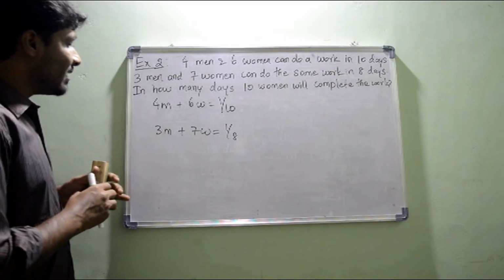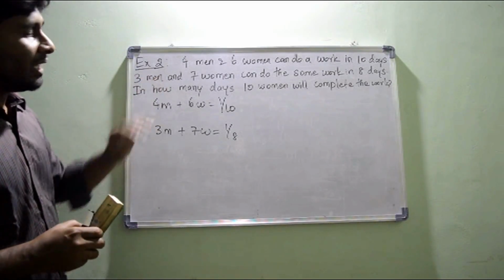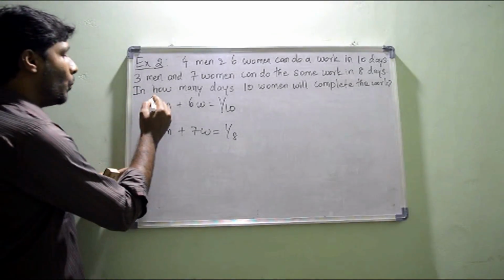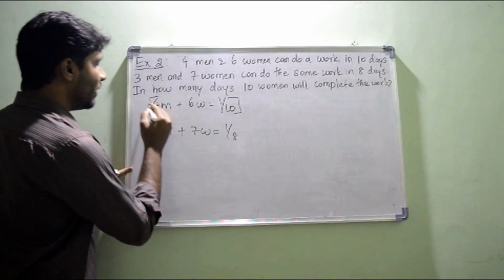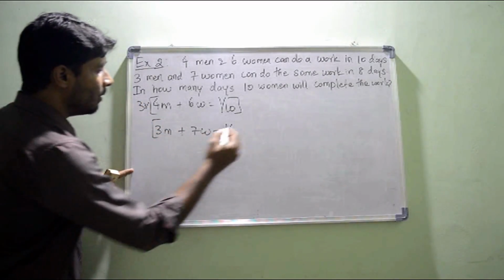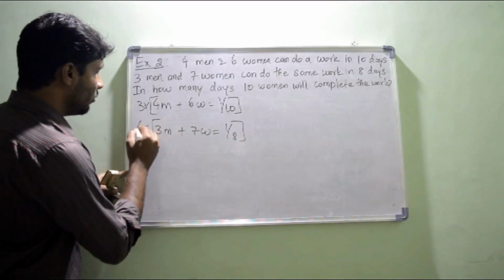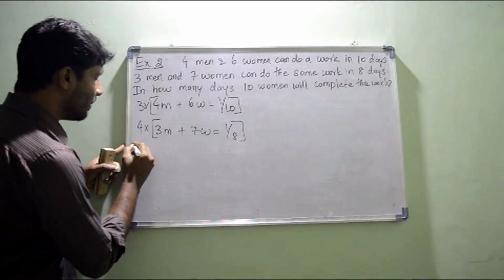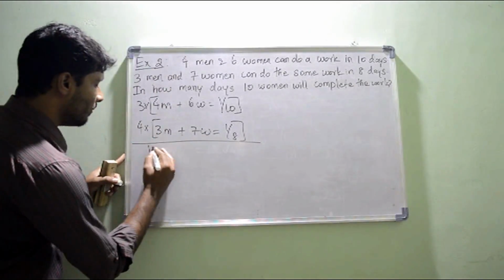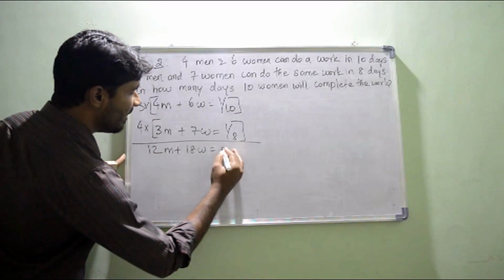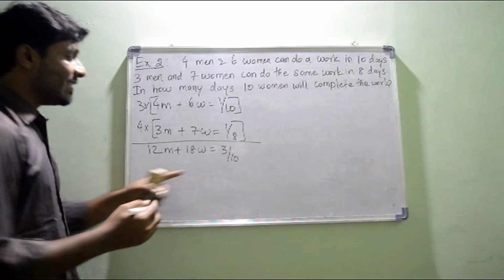I just have to make the men or the women equal in number of terms. How can I make the men equal? I can simply multiply this equation by 3 to make the men terms equal, and again multiply this equation by 4 for the same purpose. When I multiply by 3, the first equation becomes 12 men plus 18 women equal to 3 by 10. And please keep it as it is.